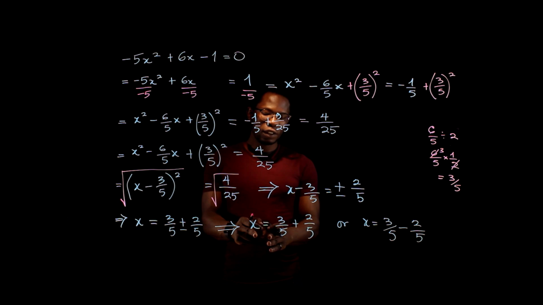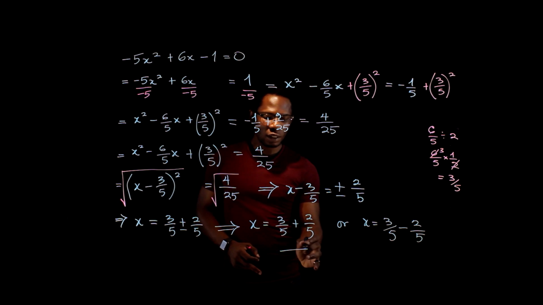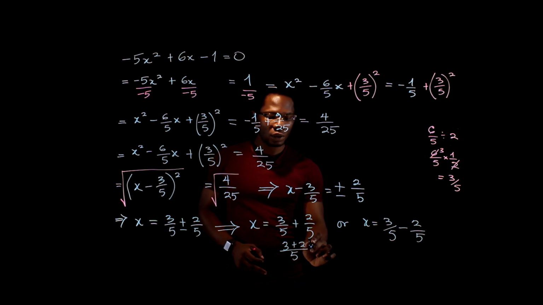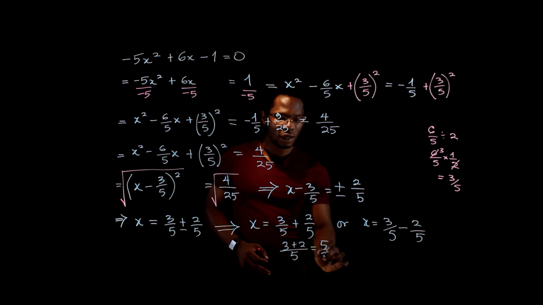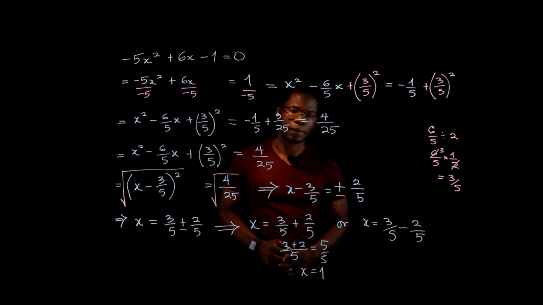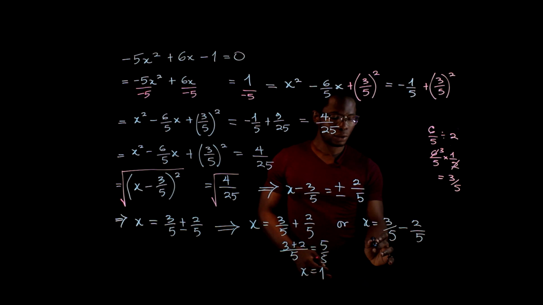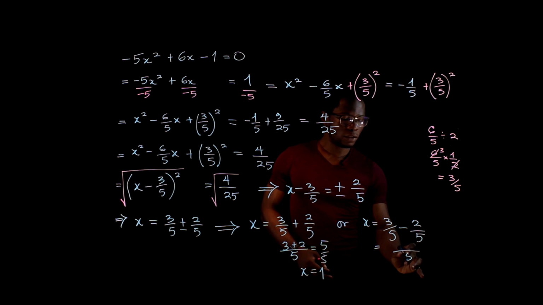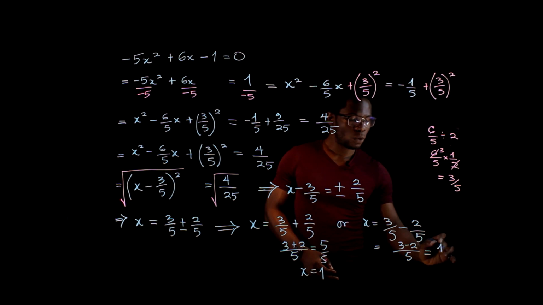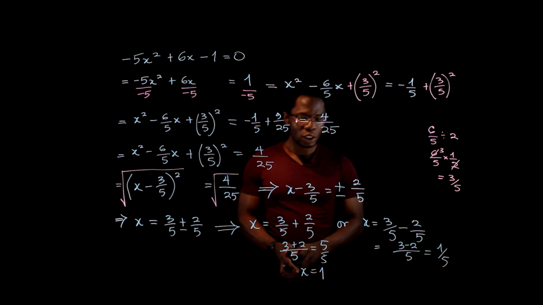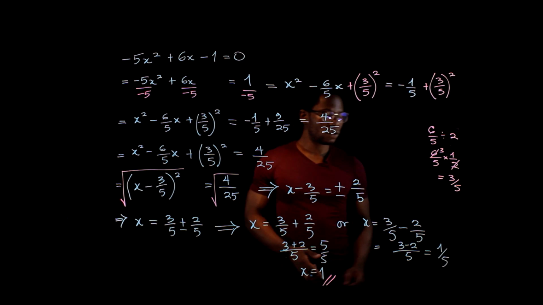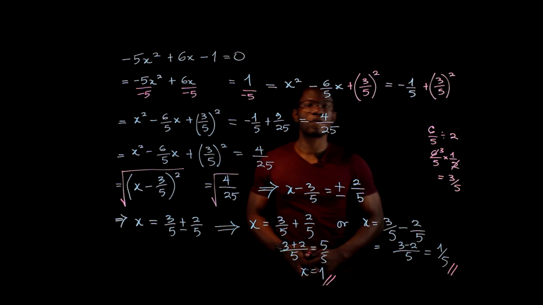So for this side of our equation, we have a common denominator here, which leaves us with 3 plus 2, and that's 5 over 5. So x is equal to 1. On this side of our equation, we also have a common denominator of 5, which leaves us with 3 minus 2, which is 1 over 5. So our solutions are either x is equal to 1 or x is equal to 1 over 5.